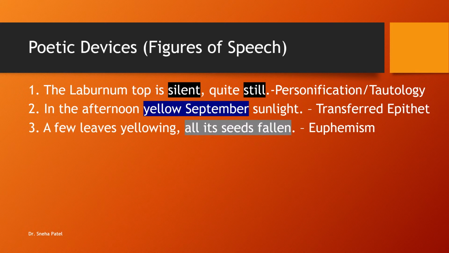A leaves yellowing, all its seeds fallen. Here, euphemism is used. A negative thing, a sad thing, is expressed over here. All its seeds fallen means that the seeds have died.